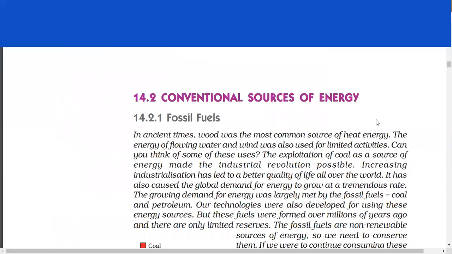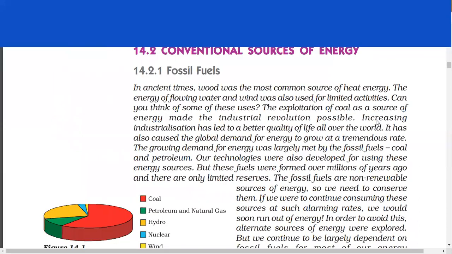Conventional sources of energy, fossil fuels. In ancient times, wood was the most common source of heat energy. The energy of flowing water and wind was also used for limited activities. Can you think of some of these uses?